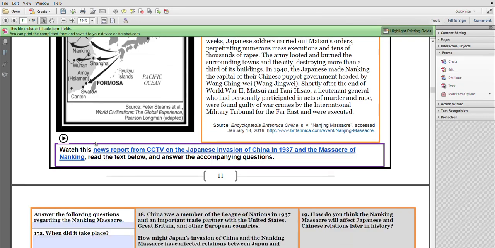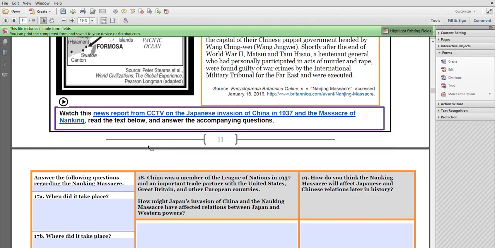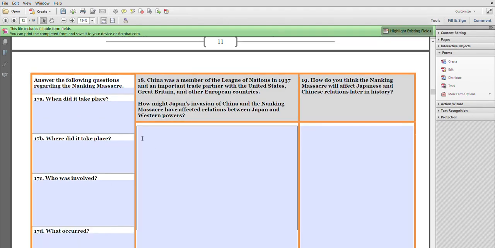You're going to watch the video, a news report from CCTV on the Japanese invasion of China in 1937 and the massacre of Nanking. And then you're going to read the text below and answer the accompanying questions. There's no time limit here, so it's expected that you're going to watch the entire video. First, answer questions 17A, B, C, and D. When did the Nanking Massacre take place?